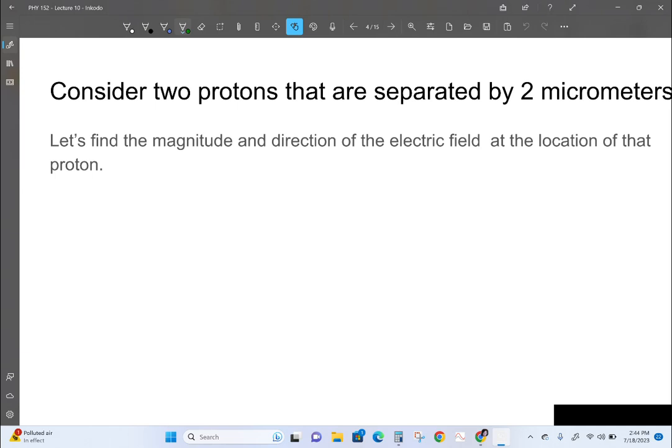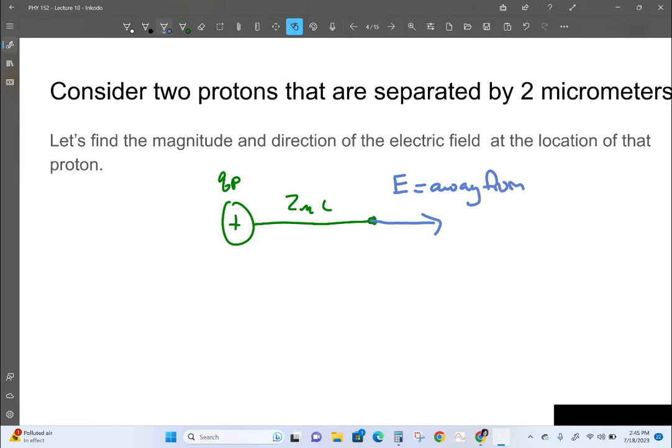And the direction of the field: if we have that proton right here, at that distance of 2 microcoulombs, the field is pointing away because this is a positive charge that's producing the field, and the direction of the field is always away from the positive charge. So the electric field is away from the positive charge, and it has a magnitude of 360 newtons per coulomb.